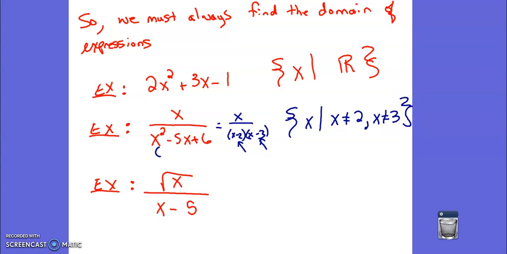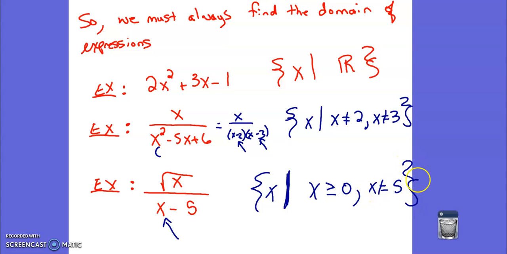And the same thing here. This is actually the same problem we just got done doing on the previous page. So here, x bar, and then x is greater than or equal to 0, and then x cannot equal 5.